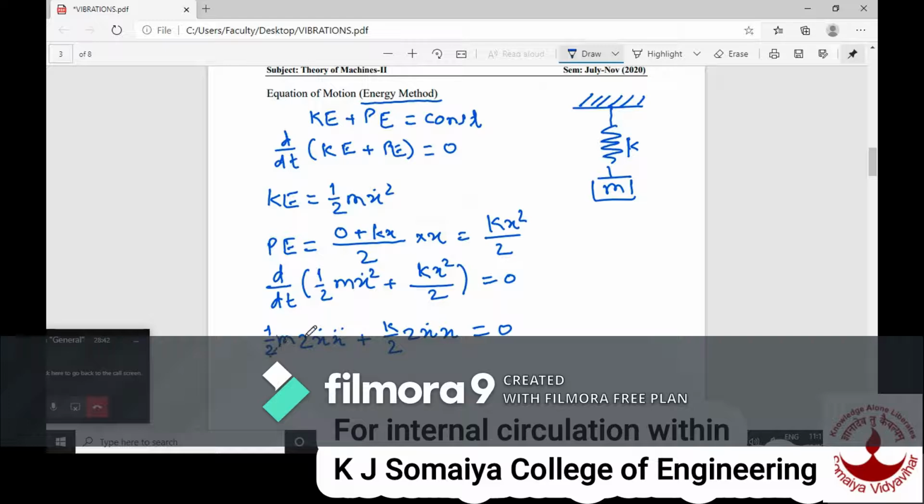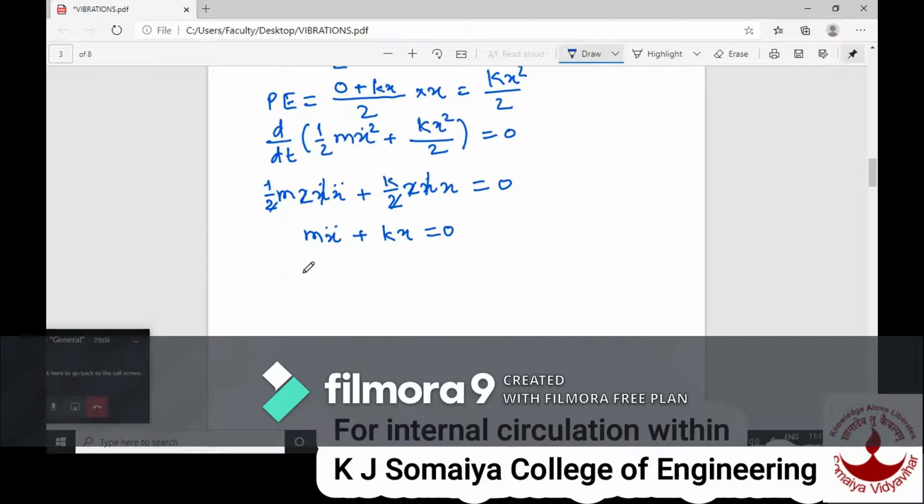Now here this 2 gets cancelled, this 2 gets cancelled. If we divide the entire equation by x dot, it will also cancel out. So the final equation we will get is m x double dot plus k into x is equal to 0. But what we know for SHM, x double dot will be equal to minus x into omega square. So if I replace x double dot with minus x into omega square, it will be minus m into x into omega square plus kx equal to 0.